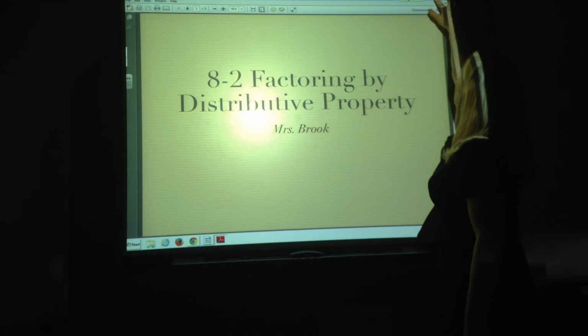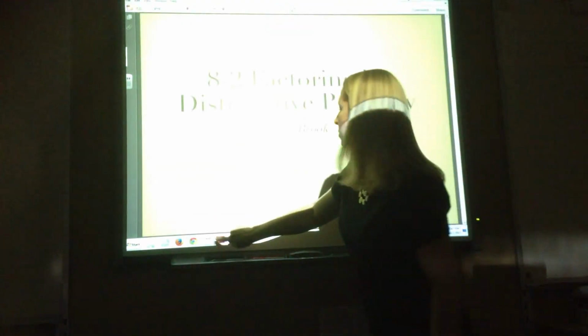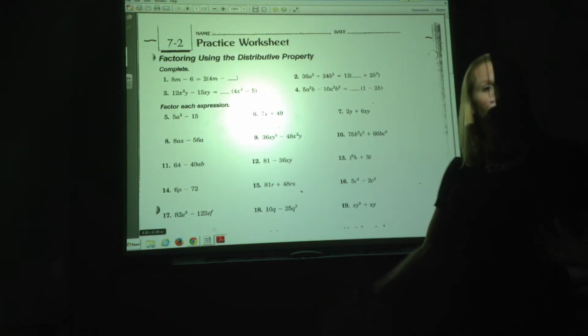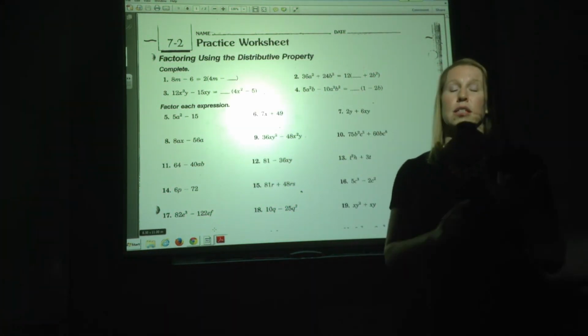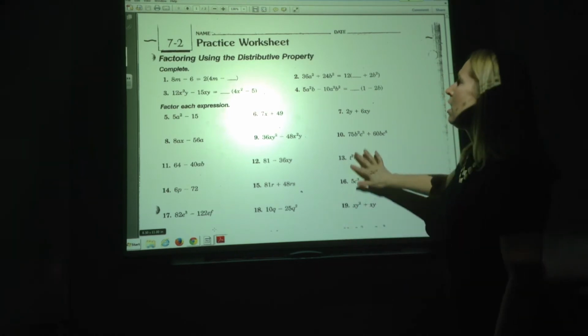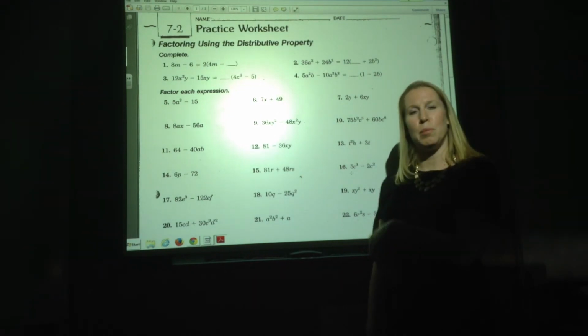Okay. The assignment that you're going to have today. Whoops. This is your worksheet. Do what you can. Do the best that you can. The sub will have the answer key, so if you have questions and you want to check, you can do that. The first 4, you're just figuring out what goes in the blanks.